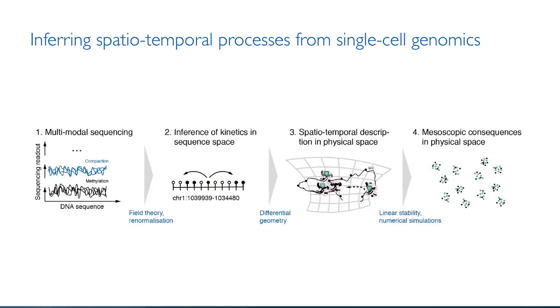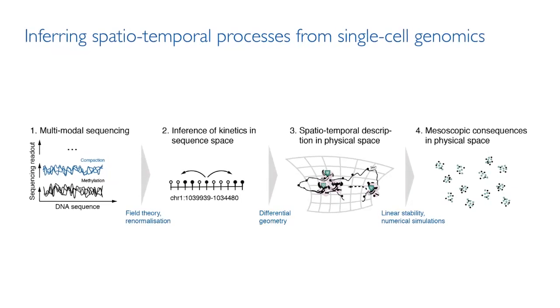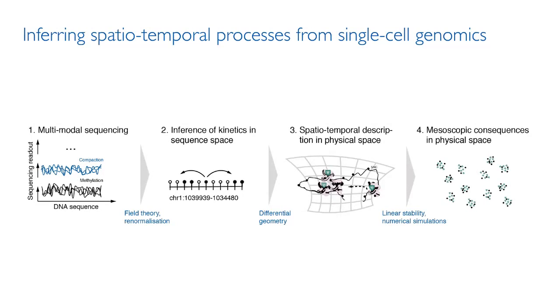Now, taken together, this shows that de novo DNA methylation during development is an interesting testing ground to infer spatial temporal processes from single-cell sequencing. And this is what I'll do for the rest of the talk, to give you an overview of our approach, first using tools that we derive from quantum physics. We first infer the kinetics along the DNA sequence from single-cell data, and then map this kinetics to a description in the physical space of the nucleus. From this, we can then infer higher order, or mesoscopic, phenomenology, such as phase separation phenomena.